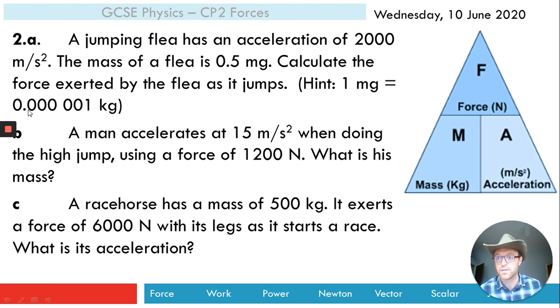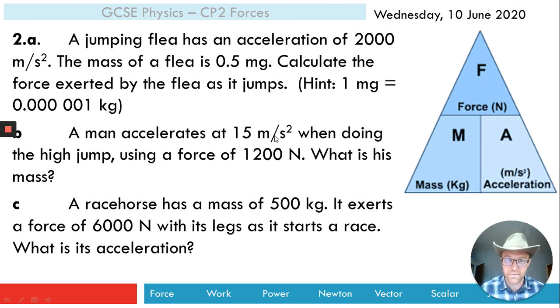1 milligram is 0.000001 kilogram. I will help you out with that conversion. To convert 0.5 milligrams to kilograms, you need to divide this by 1 million. Okay, divide that by a million and write out F equals ma. And then use F equals ma to calculate what the force will be in this situation.